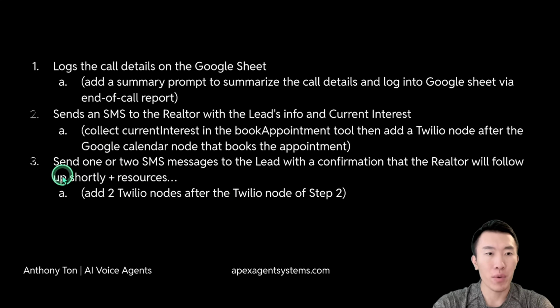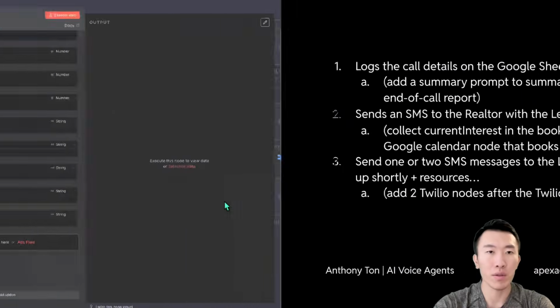So third, we're going to send 1 or 2 SMS messages to the lead with a confirmation that the realtor will follow up shortly, plus the resources. And to do that, we're just going to add a couple more nodes. And also we're going to add a wait node or something like that, just so it doesn't seem like we're spamming and sending message after message after message. So let's go back over to n8n.